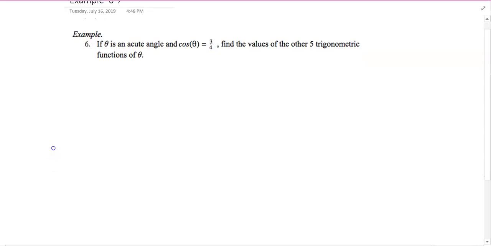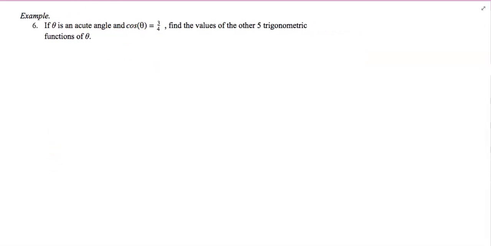Hello everyone, we continue our discussion on finding the trig functions of a right triangle. The question here is: if theta is an acute angle with cosine of theta equal to 3/4, let's construct our triangle real quick. This is theta right here. It's a right triangle and cosine is 3/4, so 3 is on the adjacent side and 4 is on the hypotenuse.